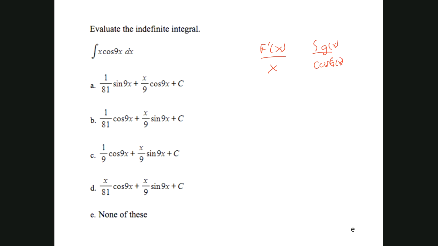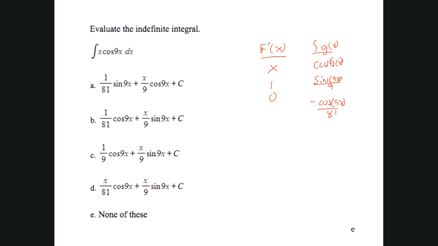Okay. So if I take the integral of x, 1, 0. The integral of cosine of 9x, isn't that sine of 9x over 9? And then, isn't the integral of sine 9x negative cosine 9x over 81? If my integration is still correct, I still know how to integrate, all right?